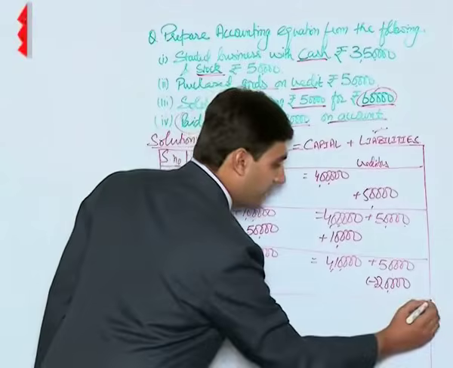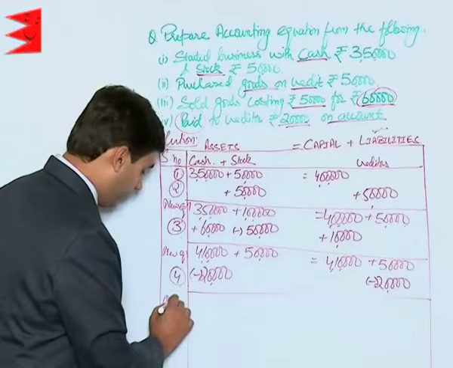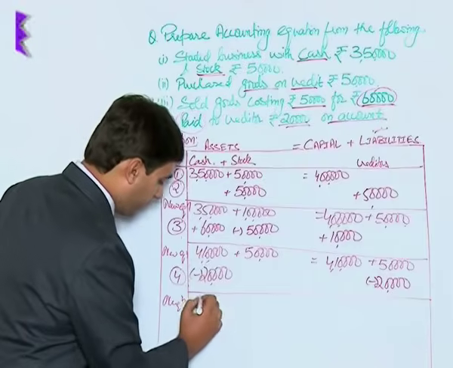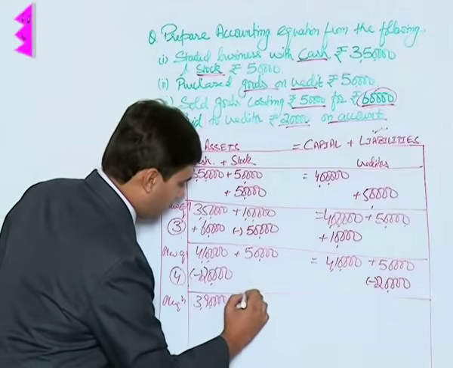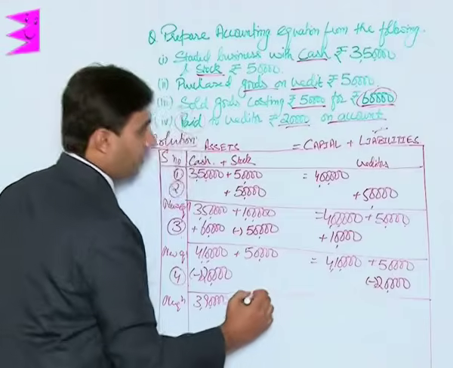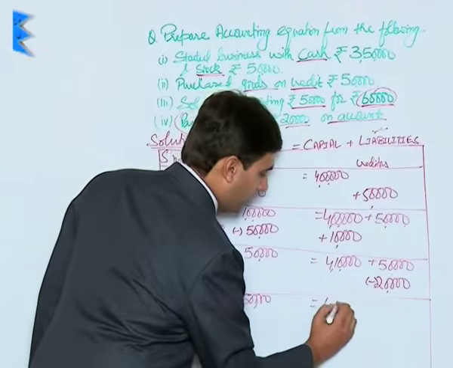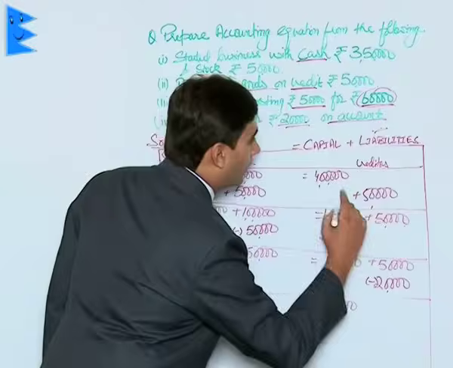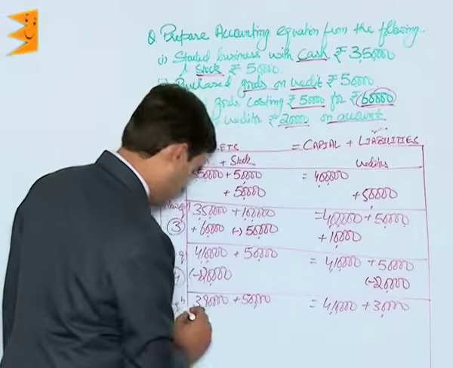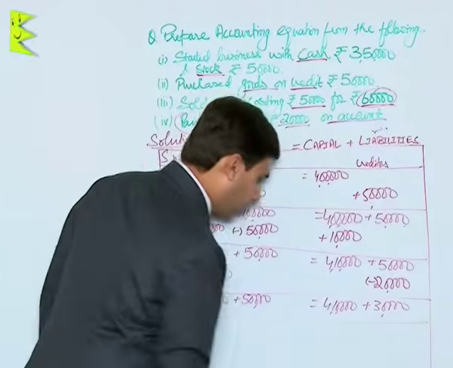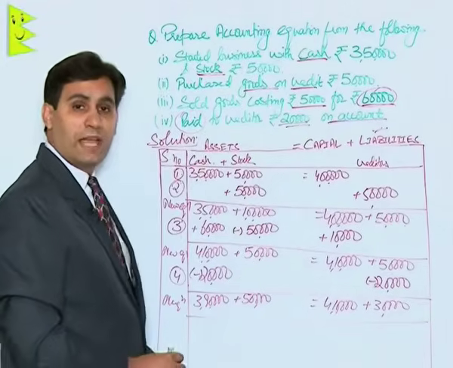And let us verify that they are equal. The new equation now becomes, we have cash of rupees 3,90,000 and stock of rupees 50,000. Our capital is worth rupees 4,10,000 and liabilities are there for rupees 30,000. It can be easily verified that the total on both the sides is 4,40,000.